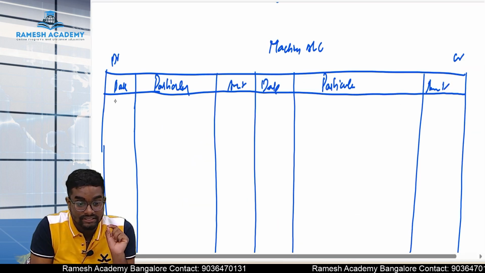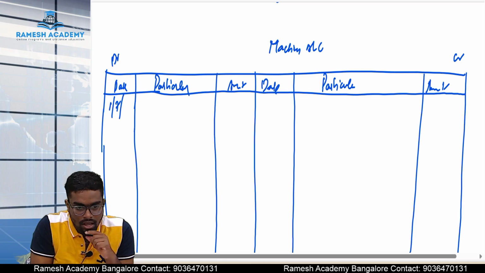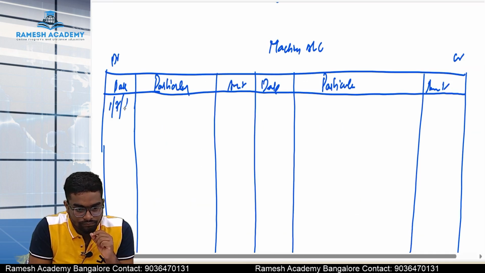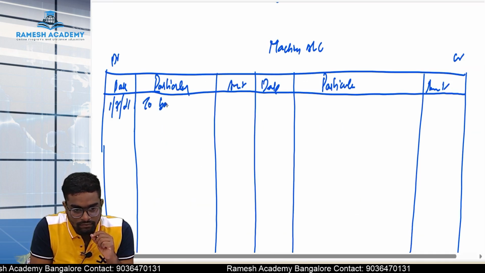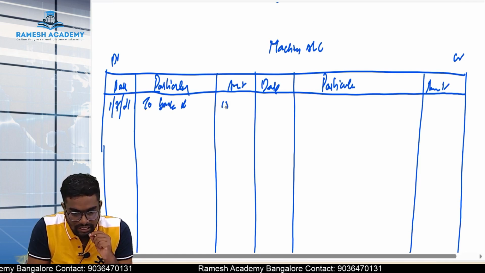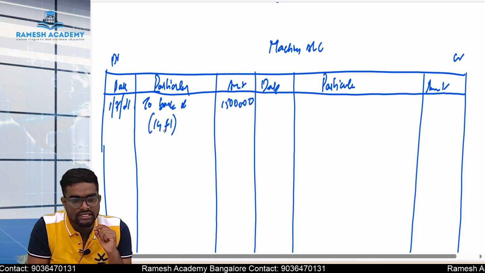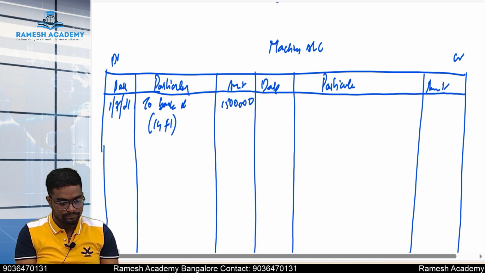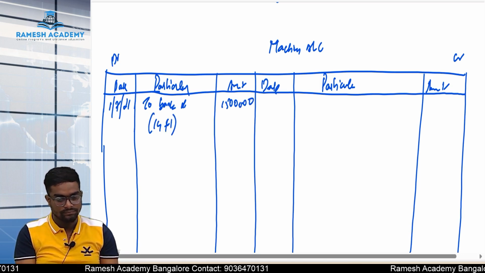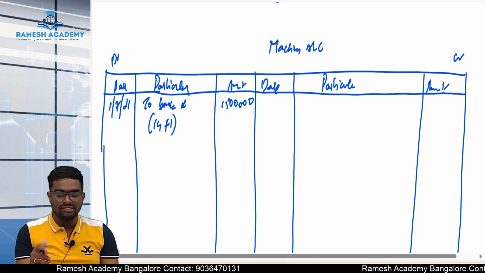So what is the first date? 1st July I purchased the machinery. So 1/7/21, machinery account to bank account 15 lakh. I purchased the machinery, so 14 plus 1 because installation will be part of the asset. You can put it separately also, one entry also, no issues.